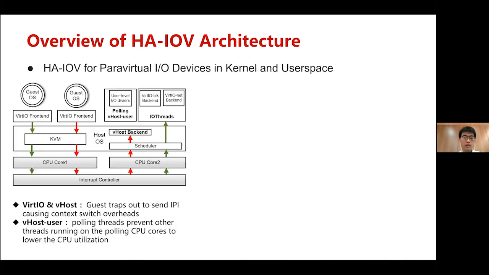As for paravirtual I/O devices in kernel and user space, virtio and vhost require the guest to trap out to send an IPI or send an I/O event FD to notify the virtio backend and vhost backend respectively. Particularly, I/O threads running in user space should be scheduled by the kernel. This further causes overheads before processing the I/O request. To save the costly I/O pass overheads, polling mode in the host user space is used. It allows the guest to interact with user-level I/O drivers directly via shared memory between guest and host. However, polling threads prevent other threads from running on the polling CPU cores, which lowers the CPU utilization.